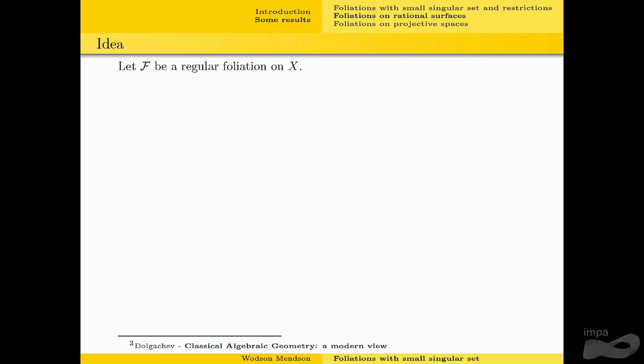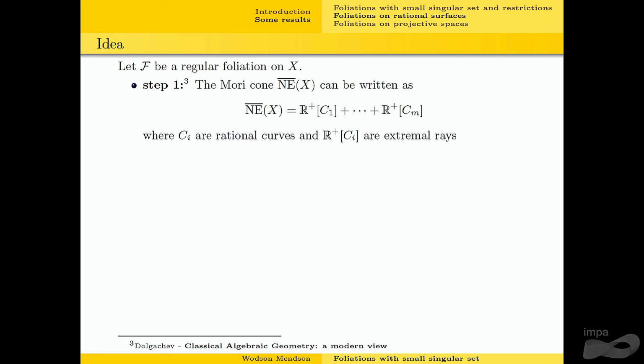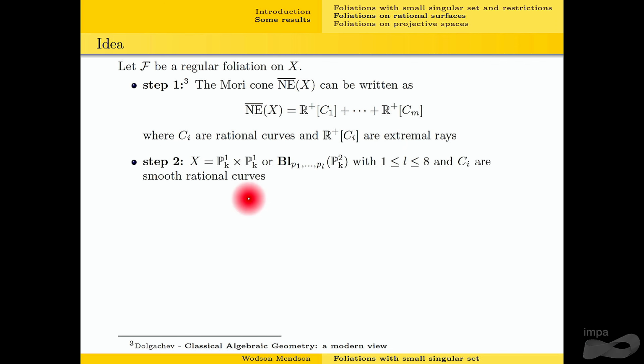Okay. I'll give you an idea of the proof. I will not enter into the details of the proof. So the idea was the following. You start with the regular foliation on X, and we use the structure of the cone of curves, the Mori cone of X, which is of finite type. We can write it in this way, where the Ci are rational curves, the extremal rays. And we have a classification.